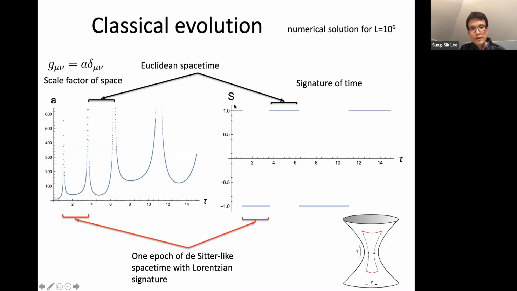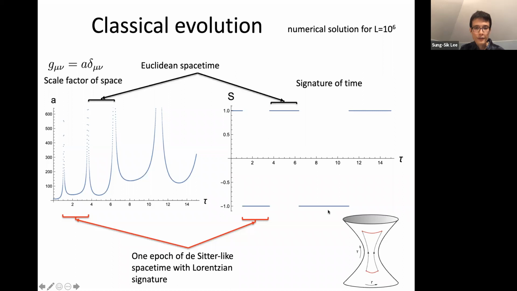And then on the right, it plots the signature of time. So even the signature is a dynamical variable here. You start from an initial state that has a Euclidean signature with, say, small size. Then as time evolves, the size of the Euclidean space diverges at some critical time, followed by a new spacetime, which now has Lorentzian signature, starting from a very big size. As time evolves, it reaches some minimum, and then expands again to infinity.